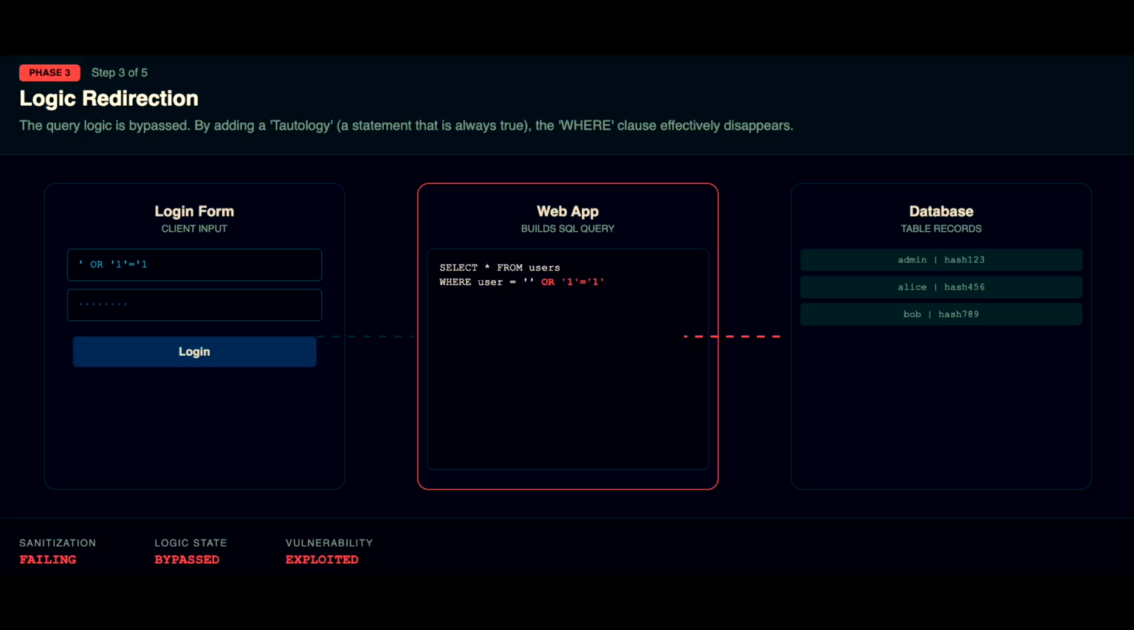Then the web application glues this input into the query without sanitizing it. The query's logic is fundamentally altered, and instead of searching for a specific user, it now asks the database to find any user where the name matches OR where the statement is true. Because 1 equals 1 is always true, the database's filtering mechanism is bypassed.